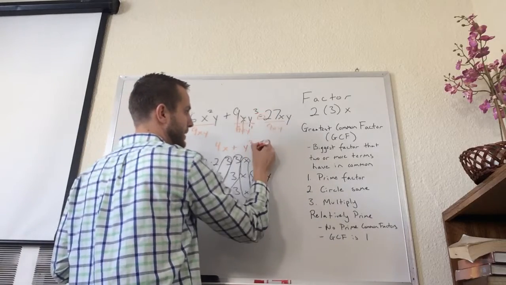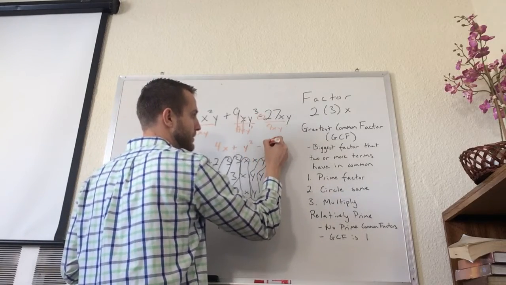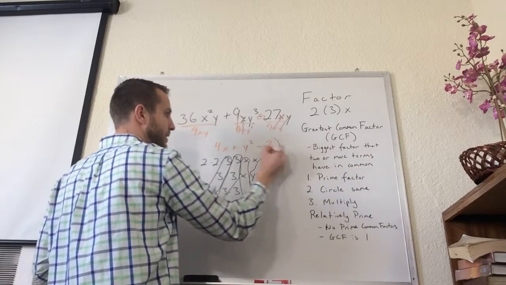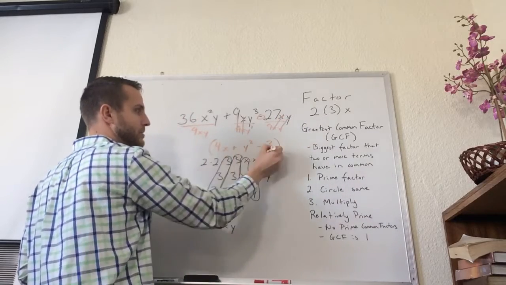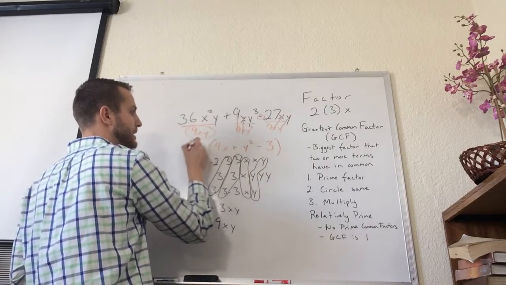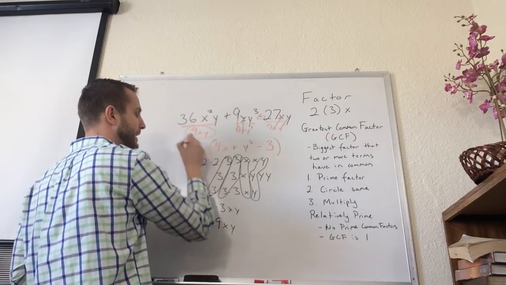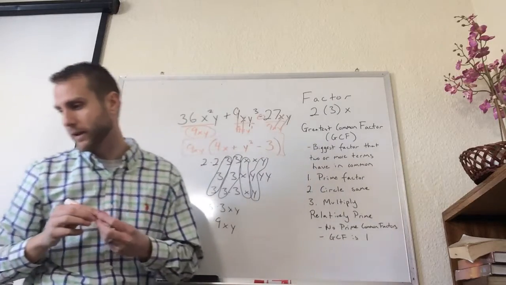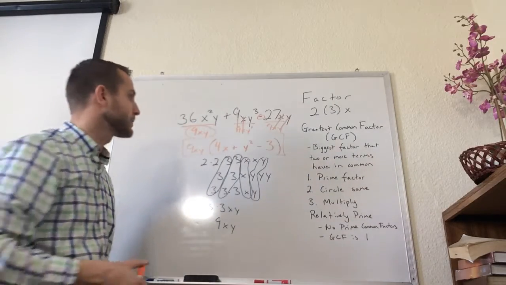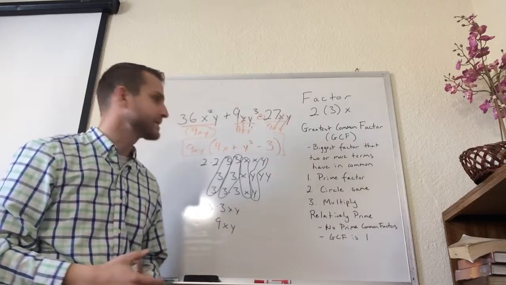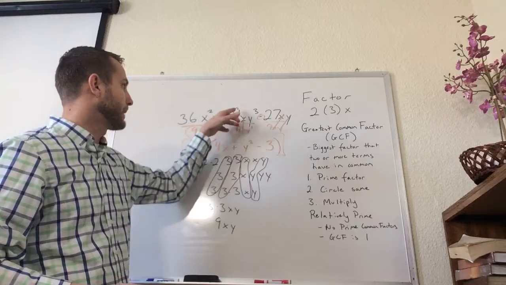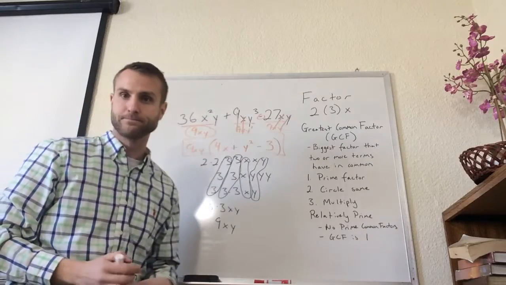Anytime I have a new term, you have to have a plus or a minus. Here I have a minus, so I'm going to put the minus here. 27 divided by 9 is 3. The x's cancel and the y's cancel. And then remember, put those in my answer in parentheses, and then my greatest common factor outside. And that is my answer. 9xy on the outside, 4x plus y squared minus 3 on the inside. Remember, if I multiply back, I should get my original problem.